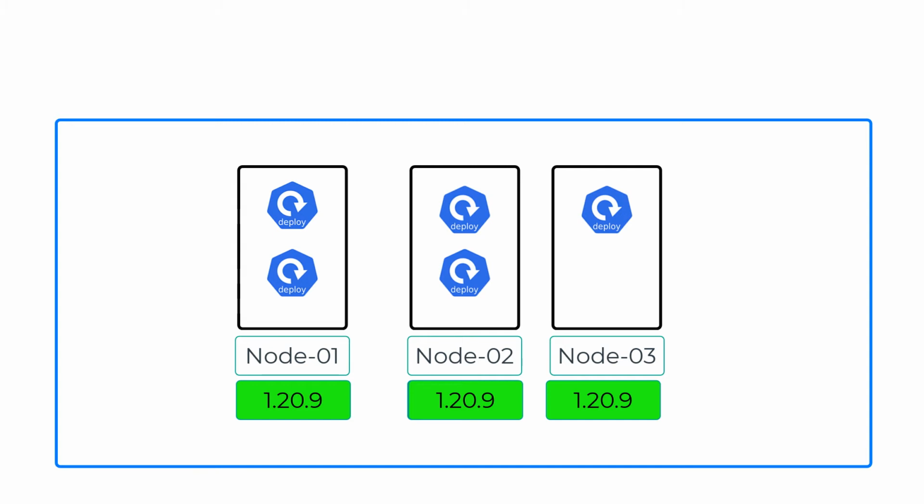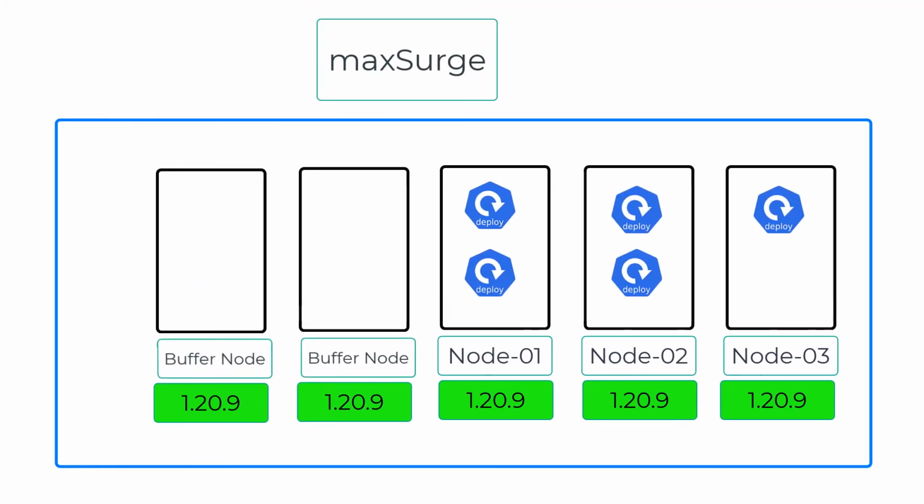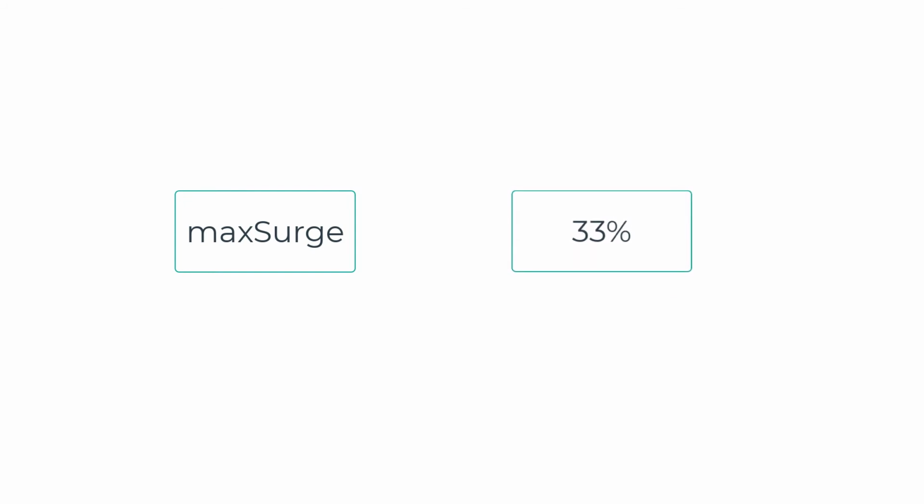If we want our upgrade to run faster, we can increase the max surge number or the percentage, which means more nodes are added and hence more parallel upgrade operations are possible at the same time. However, that also means more nodes are drained in parallel. The recommended percentage is 33% of the total number of nodes in your cluster for production workloads. That is, if you have 9 nodes, keep max surge at 33%, which means 3 buffer nodes will be added at a time.